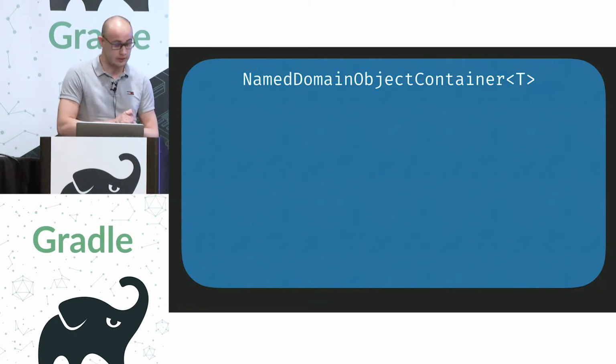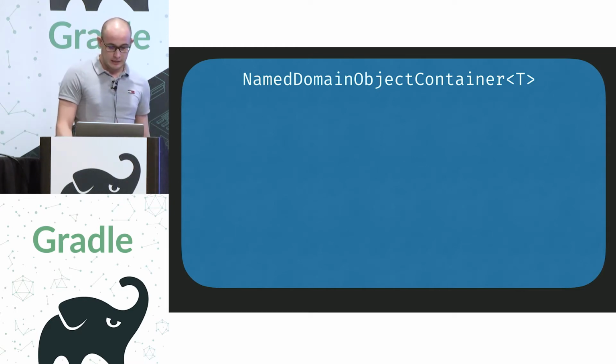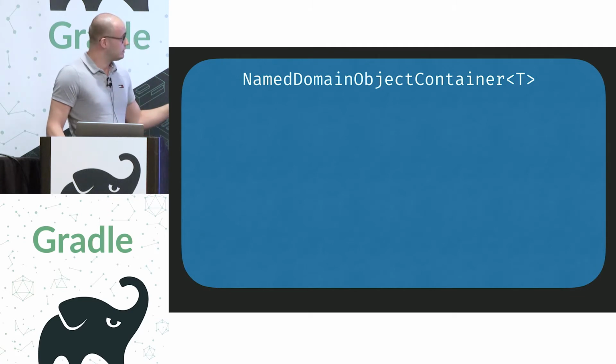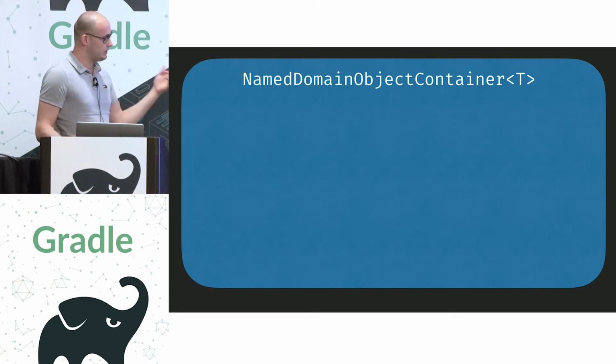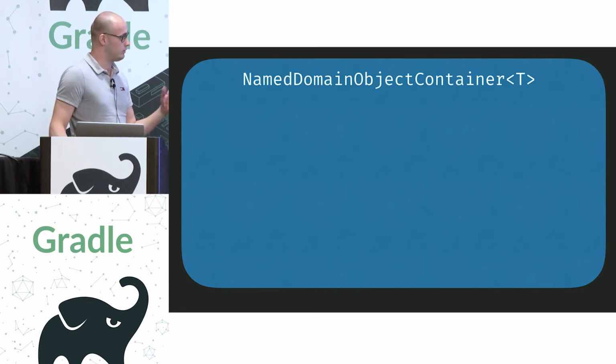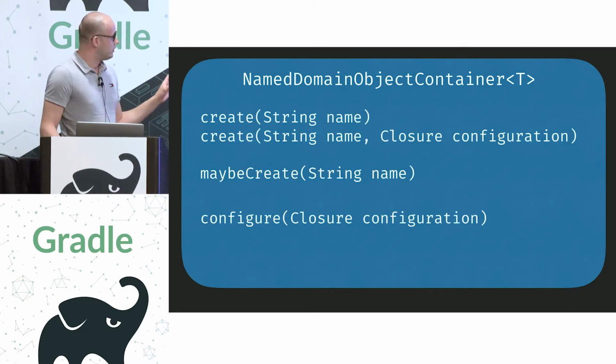And finally, we have the creating capabilities for named domain object container. And this is the reason why we usually don't write new whatever. Because the containers that we use usually already know how to create the objects that we want. So we can create an object, create and immediately configure it. We can maybe create it and only configure.